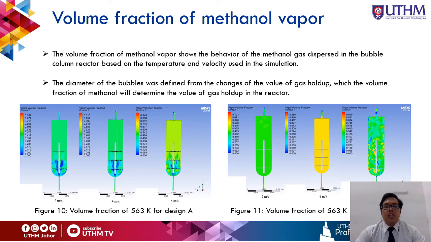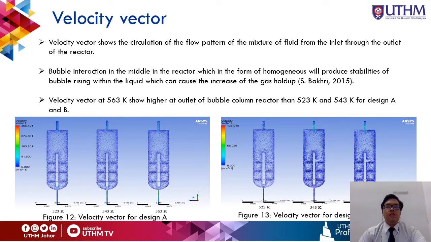Figures 10 and 11 show the volume fraction at 563 Kelvin at 2, 4 and 6 meter per second for design A and design B. The velocity vector shows the circulation of the flow pattern of the mixture of fluid from the inlet through the outlet of the reactor.